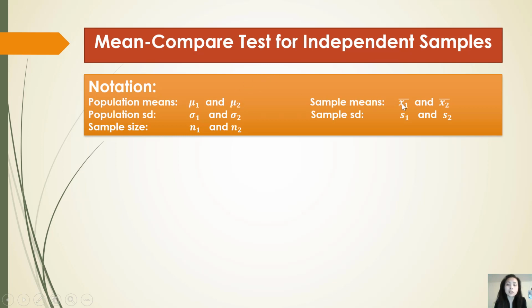The sample means here: x bar 1 is the mean of the first sample, which is collected from the first population. And x bar 2 is the sample mean of the second sample, which is collected from the second population. The population standard deviations are sigma 1 and sigma 2. The sample standard deviations are S1 and S2. Usually sigma 1 and sigma 2 are unknown. And the sample sizes are N1 and N2 for sample 1 and sample 2. So we have 10 notations here.